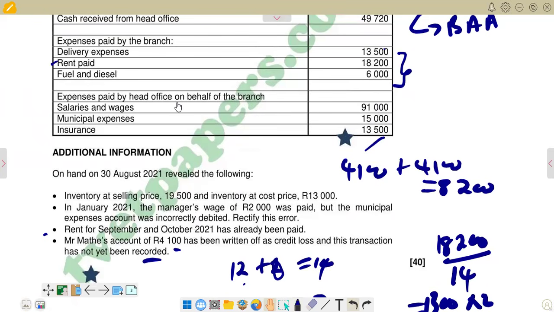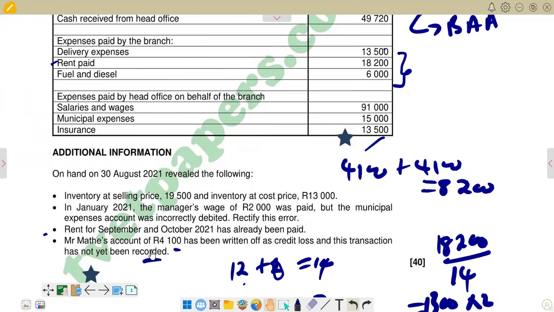And then also we have salaries and wages. We have 91,000. Then we check for anything to do with salaries and wages. We've got something here. Second point, in January 2021, the manager's wage of 2,000 rands was paid, but the municipal expenses account was debited. So we were supposed to remove it from the municipal expenses, and then put it in the salaries and wages of 2,000. So the 91,000 that we are having, we add this 2,000 that was supposed to be there. So we are going to enter this 6,000 fuel and diesel, and then the adjustment for salaries and wages.